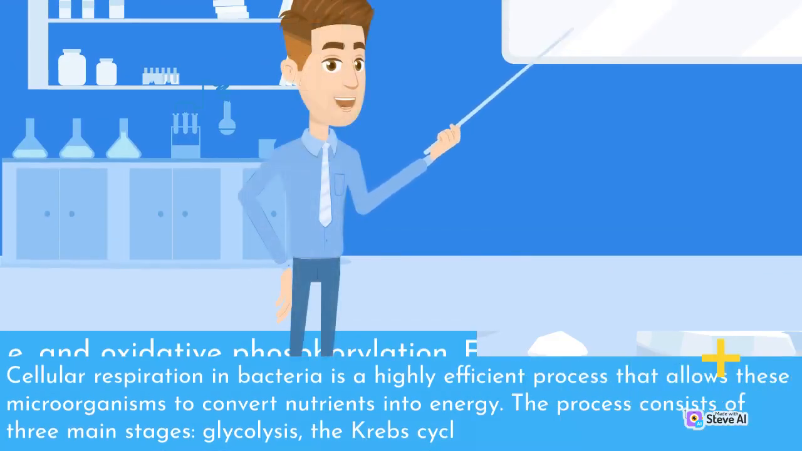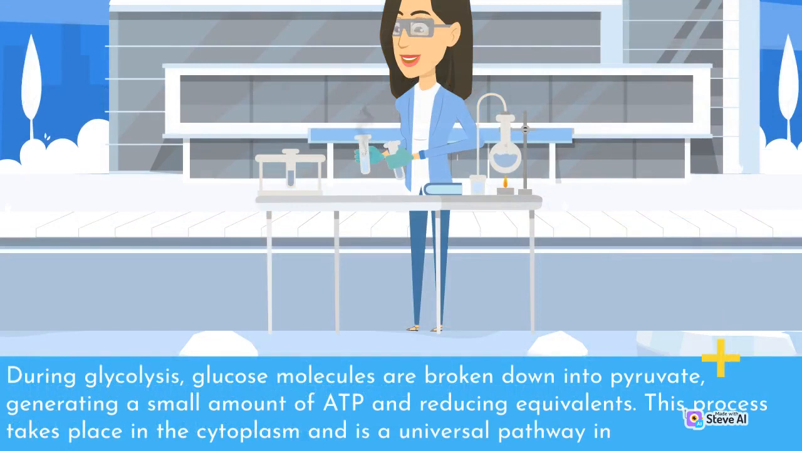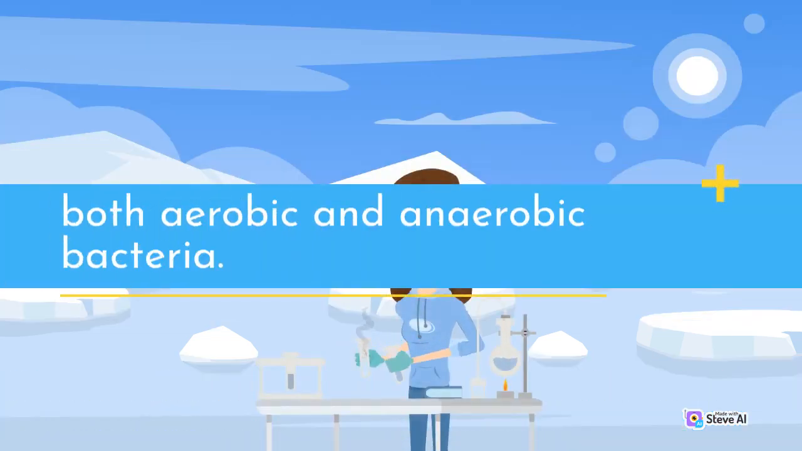Cellular respiration in bacteria is a highly efficient process that allows these microorganisms to convert nutrients into energy. The process consists of three main stages: glycolysis, the Krebs cycle, and oxidative phosphorylation. Each stage occurs in different parts of the bacterial cell, such as the cytoplasm and the cell membrane. During glycolysis, glucose molecules are broken down into pyruvate, generating a small amount of ATP and reducing equivalents. This process takes place in the cytoplasm and is a universal pathway in both aerobic and anaerobic bacteria.